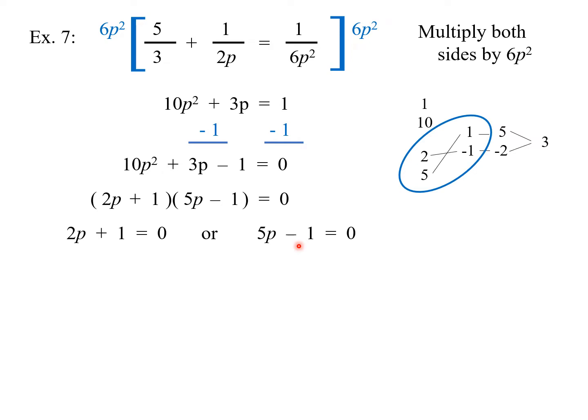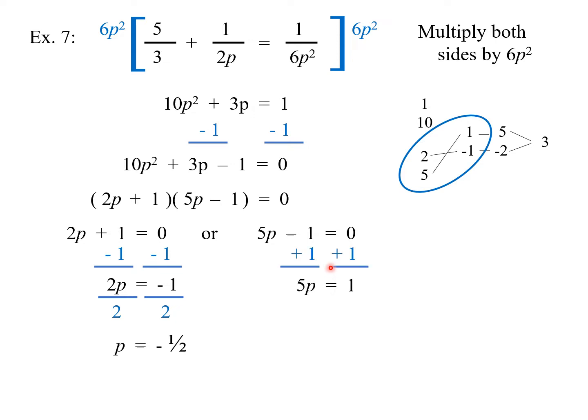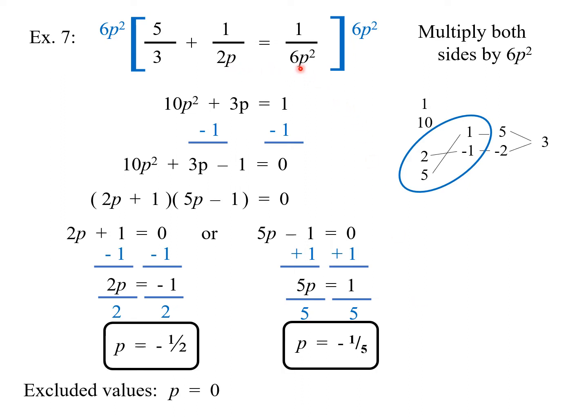Now we separate and we solve. Subtract 1, divide out the 2, and I get p is equal to negative 1/2. Add the 1, divide out the 5, and I get p is equal to negative 1/5. And then what are the excluded values? That's just p equals 0, which would make the denominator 0. Neither of our solutions is 0, so we keep them both, and those are our solutions.